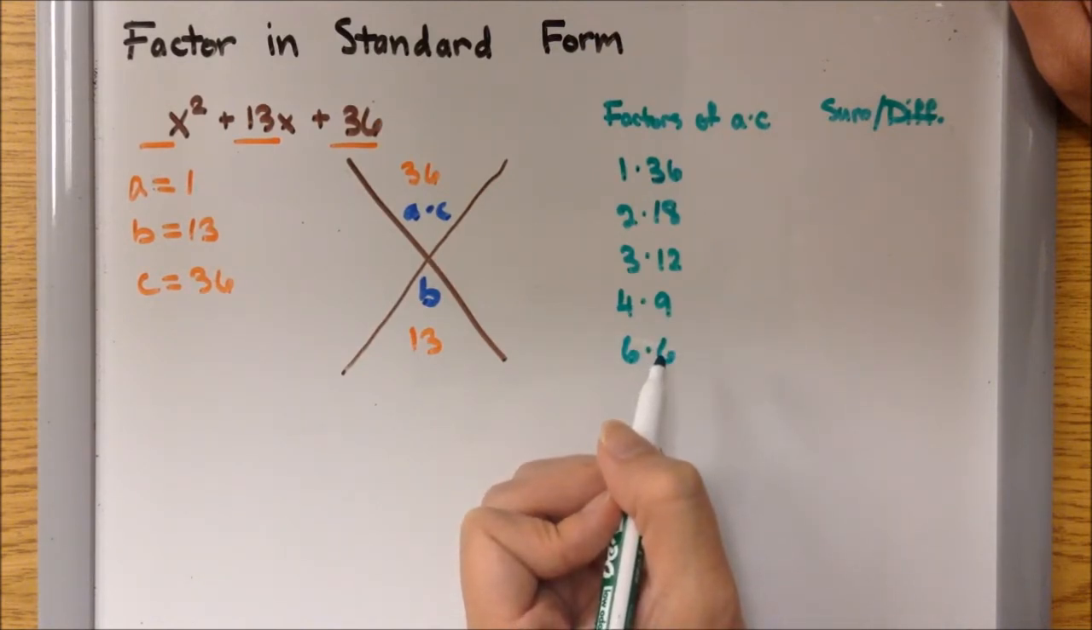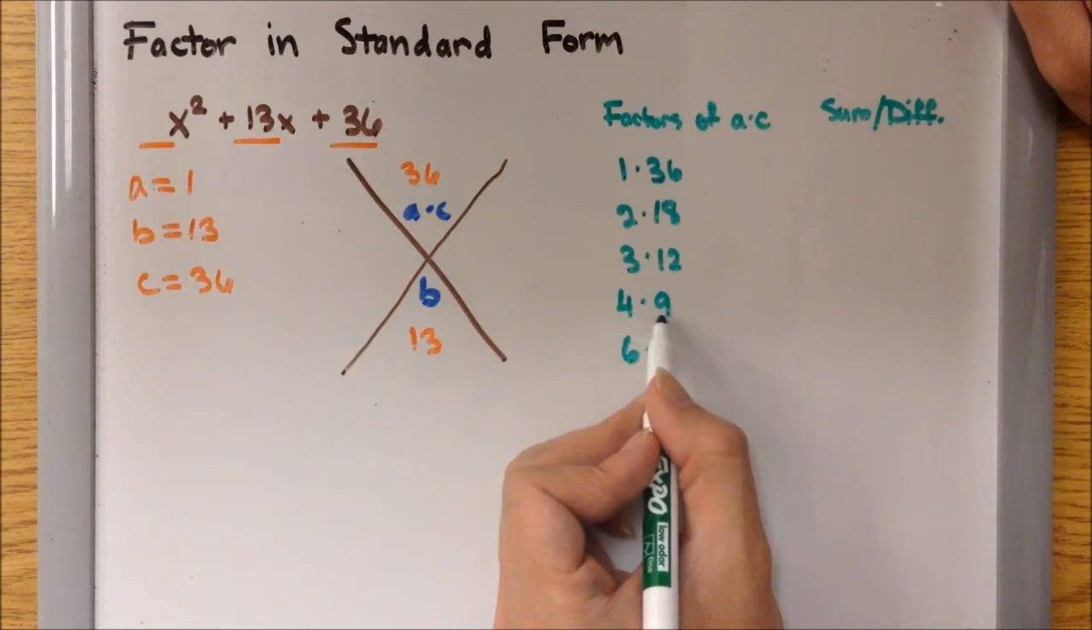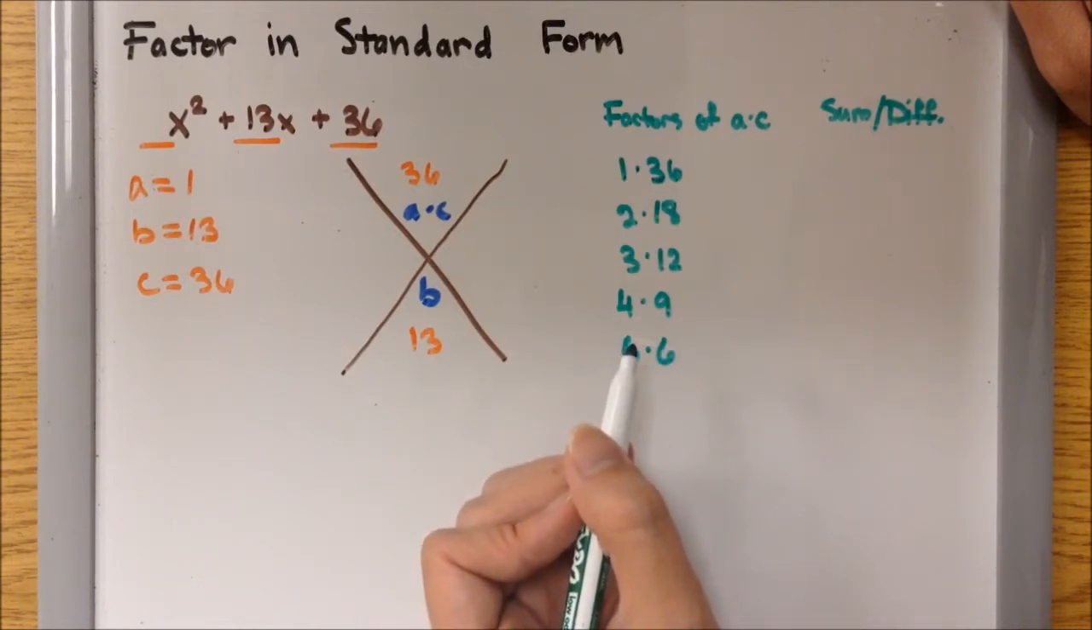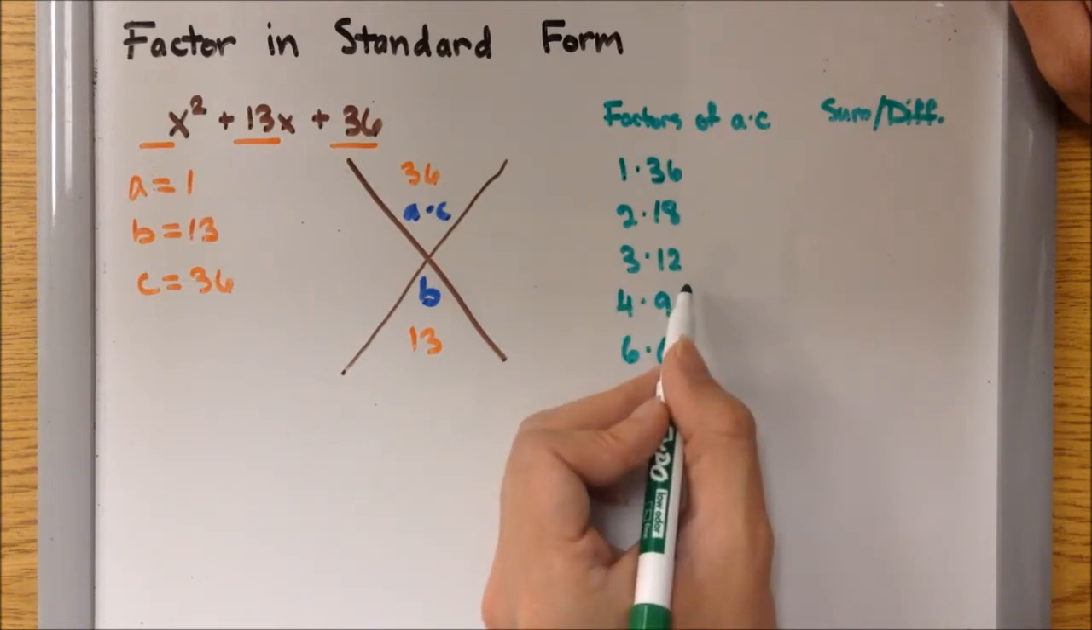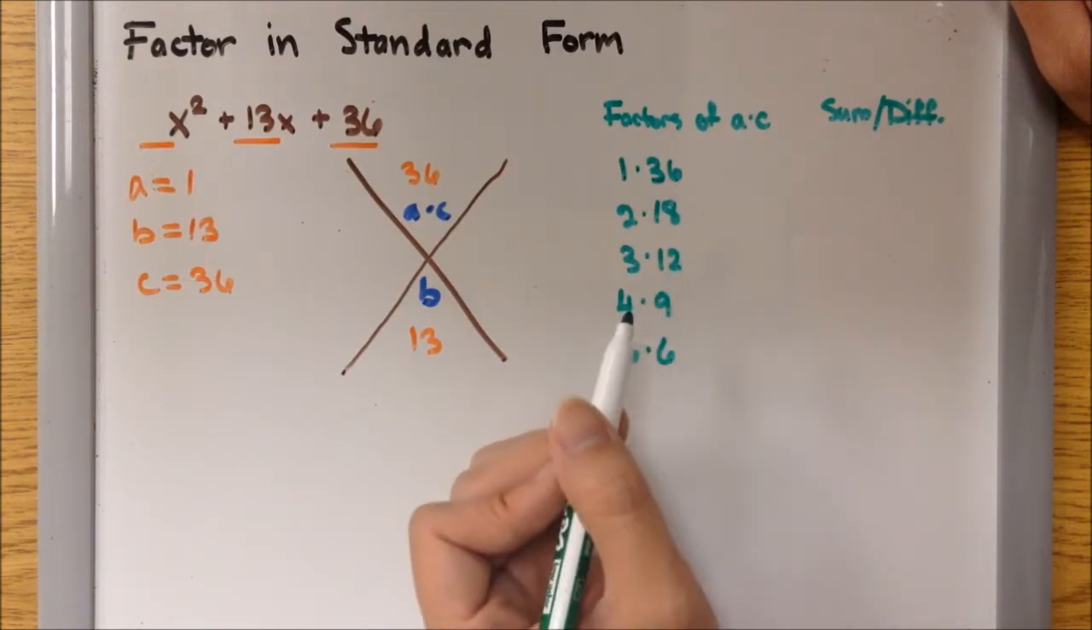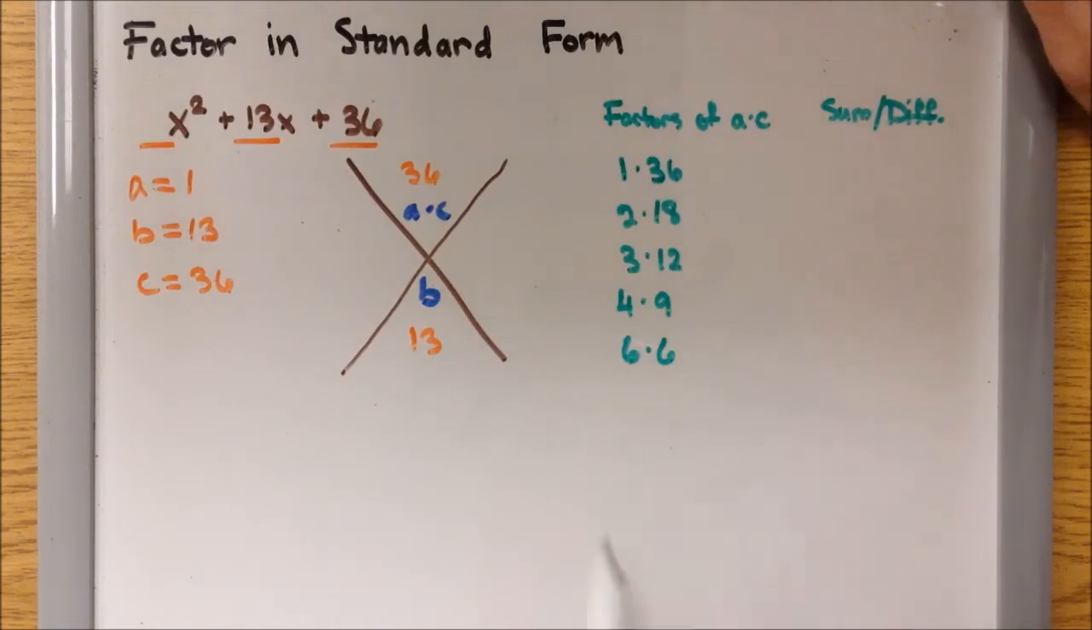7 doesn't go in 36. 8 doesn't go in 36. We don't have to do 9 because we have 9 right here. 10 doesn't go in 36. 11 does not go in 36. 12 does, but we already have 12 here. So I think we have all the factors for 36.